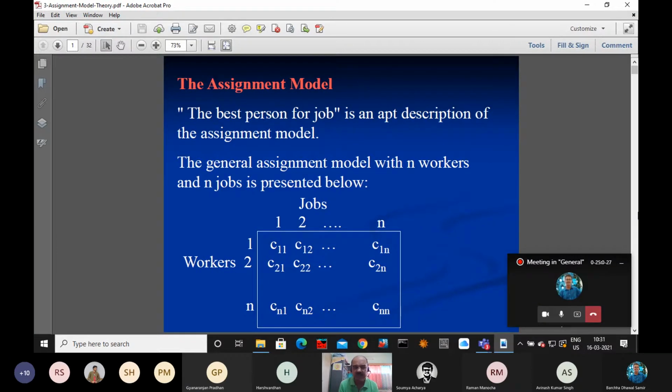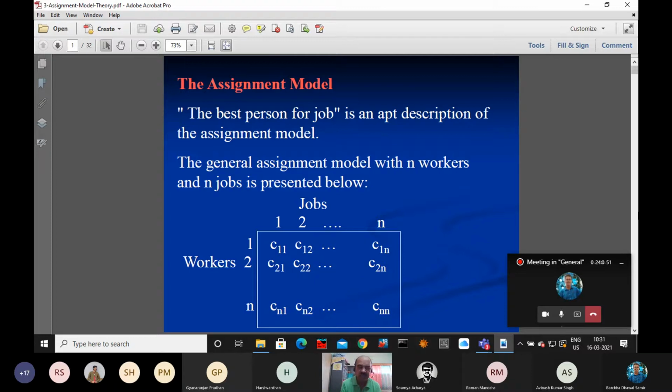But in the assignment model, it is always square, because there are n number of jobs and n number of workers or n number of machines. We would like to assign a single job to a single machine, in such a manner that the total processing time is minimum. So here, for example, there are n number of jobs and n number of machines.